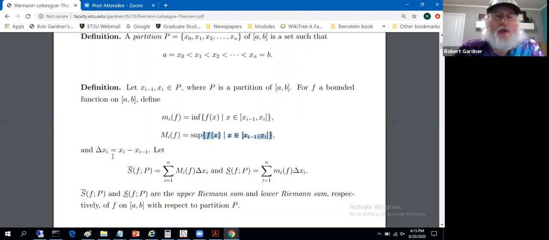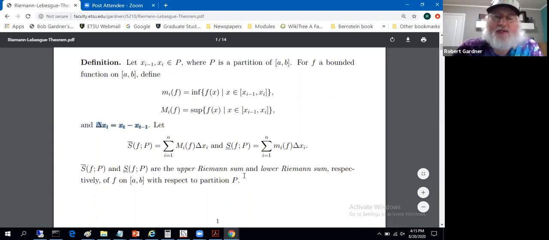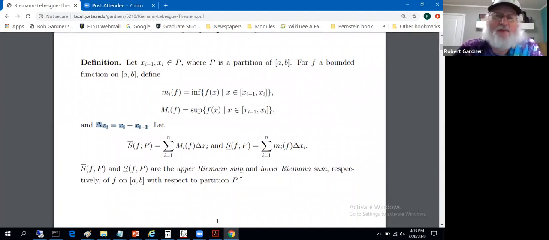And also define, this looks very calculus one-ish, define delta x sub i to be x sub i minus x sub i minus 1. Of course, you think of these as introducing little subintervals. It's the length of the ith subinterval. Okay, so we're going to set up upper and lower Riemann sums. Kind of should have seen that coming. The notation is a touch exotic.